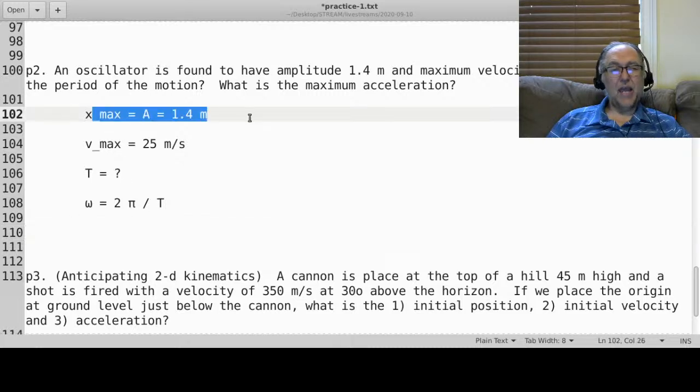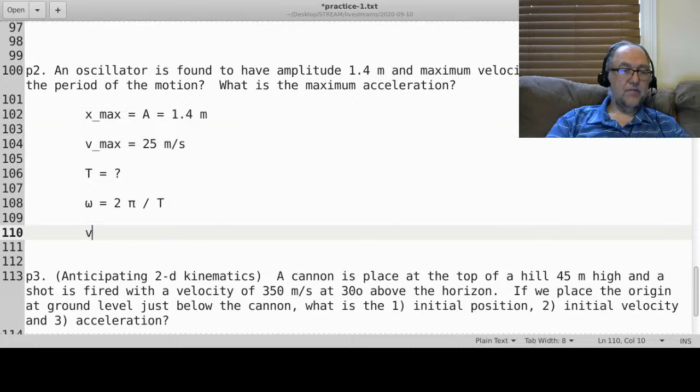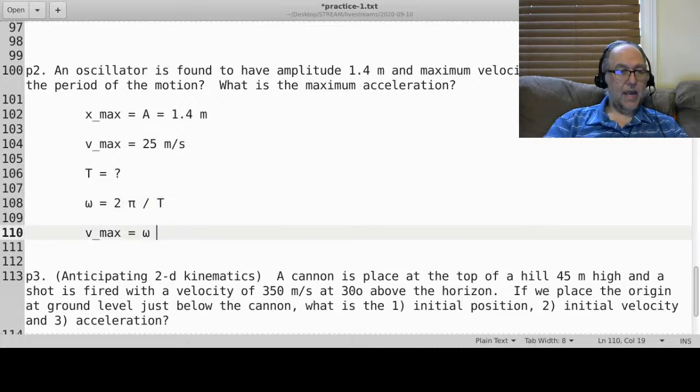Now, I gave you A and I gave you Vmax. Is there a formula that has A, Vmax, and omega in it? The answer is yes. It is Vmax is equal to omega times A. You can use that to solve for omega, because if I divide both sides by A, I isolate omega, and I'll have that omega is equal to Vmax divided by A.